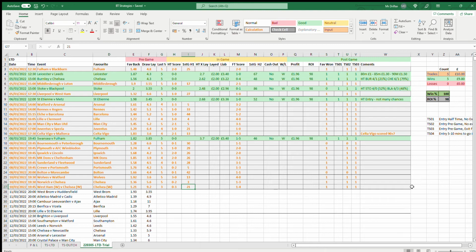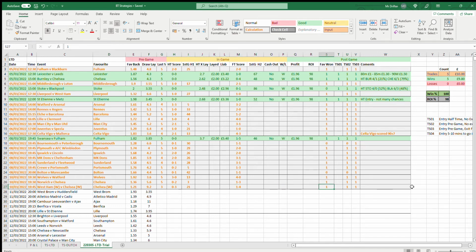Mind, they did hold out for 21 minutes, which was better than Norwich against Chelsea and Watford against Wolves. They didn't last quite as long. But as you can see, the only goals that went in those 3 games were to the clear favourites. Wolves were 3-0 up by half time, Chelsea were 2-0 up by half time, and Chelsea women were 3-0 up by half time. So we didn't get on any of those.